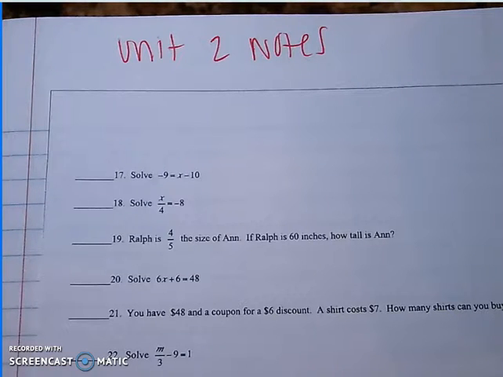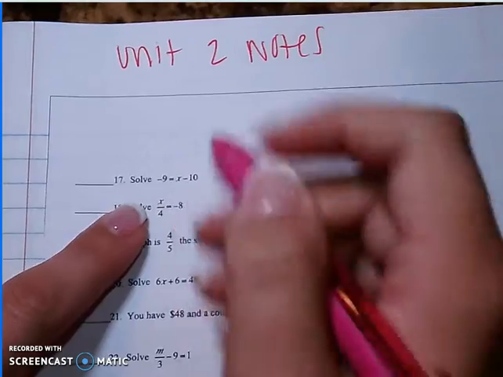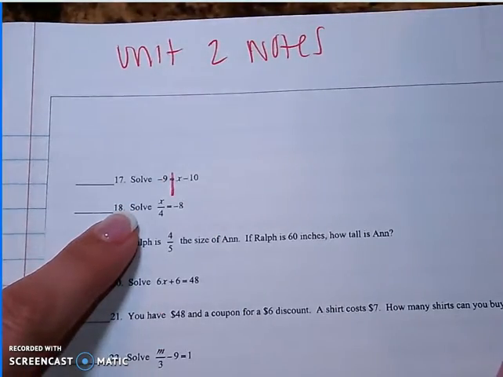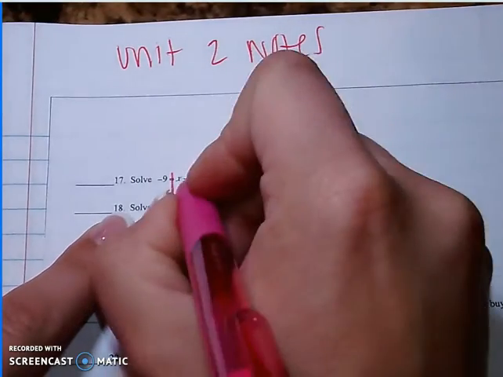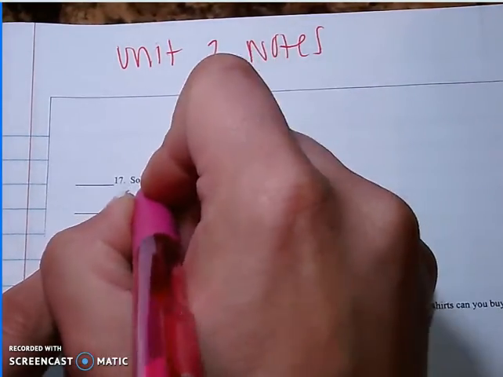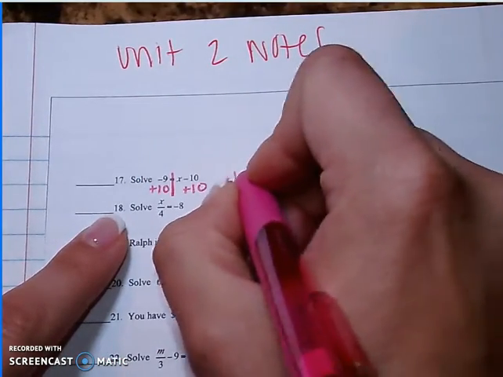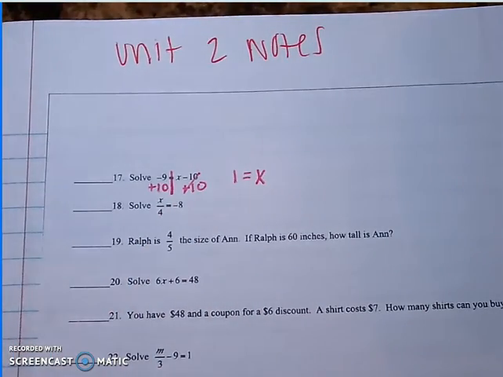In this lesson, we're going to review Unit 2 and everything that goes in with that. So this number 17 right here, we have a one-step equation. Make sure that you draw your fence. X has a negative 10 on the same side, so we're going to add 10 to get rid of it. Negative 9 plus 10 is 1, so 1 equals X, since those cancel out.